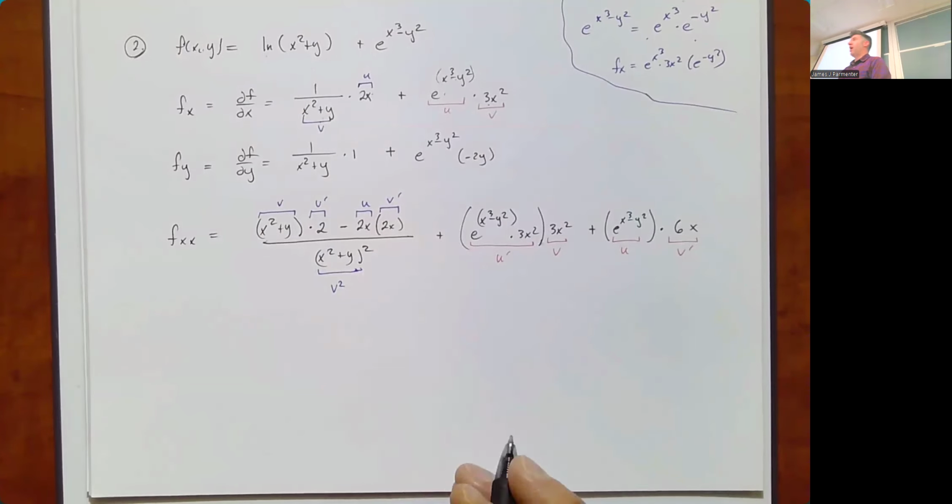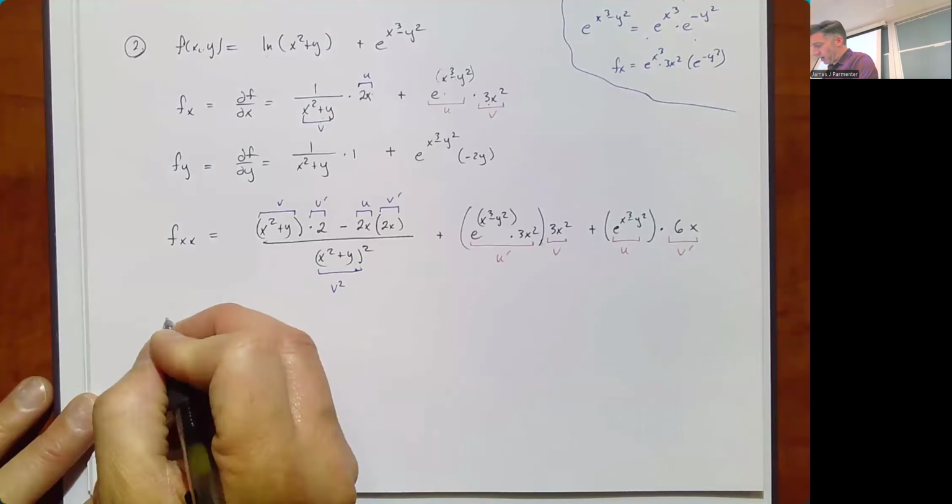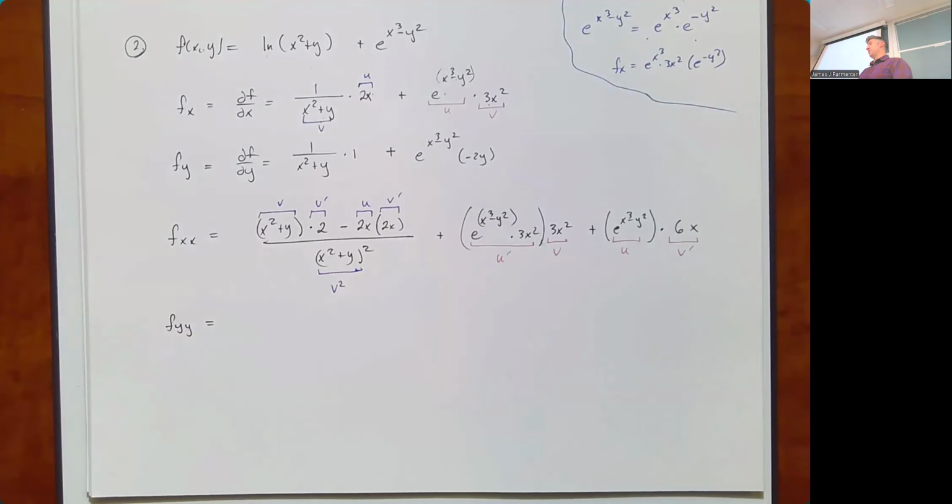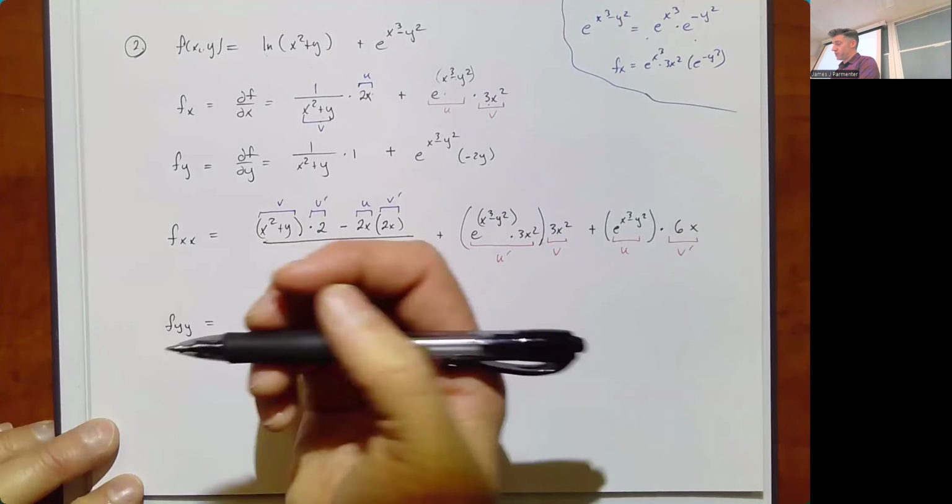So the order I typically do these in is fxx, then fyy, then the mixed partials. I don't know why I do it that way. I'm going to find fyy next. Probably the reason really is because later on we calculate something called the discriminant, the determinant of the Hessian, and it's fxx times fyy minus fxy, that part squared. So that's probably why I do these two first.